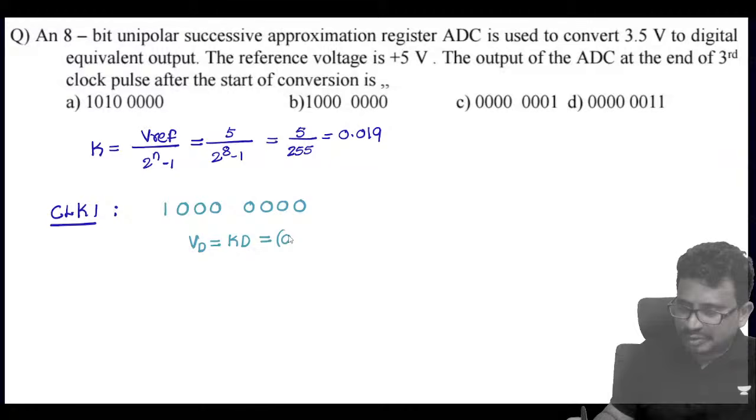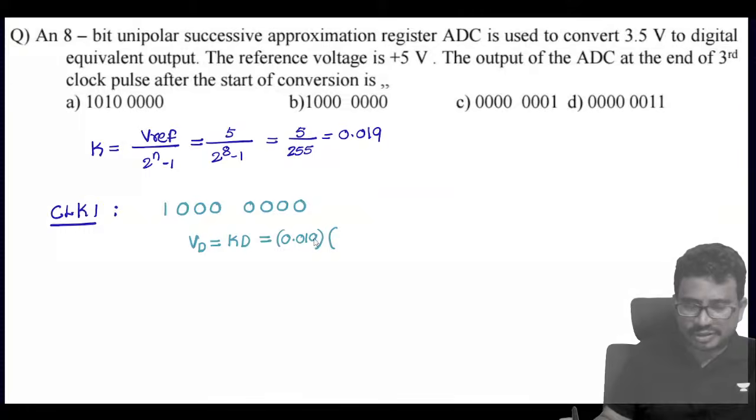So this is 0.019 into the decimal equivalent. How much is it now? This value is 2 power 7. 2 power 7 means what? Tell me, 64, 128. So how much will this value VD come to be?